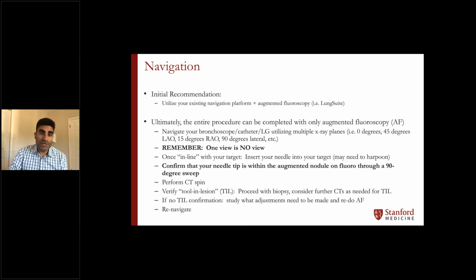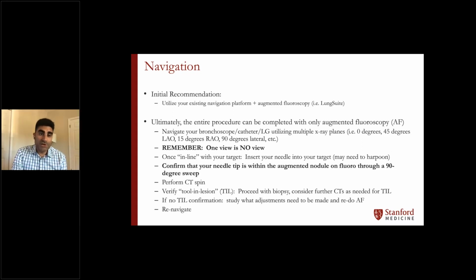Once you're in line with your target, that's when you can put your needle out and then do a sweep with it to see, is your needle staying within your augmented fluoroscopy target, and then doing a CT spin at that time. The whole purpose of the CT spin is to verify that you have tool and lesion, also known as TIL, because ultimately that's what you're using cone beam CT for, is to really prove that you're biopsying a target, and you can confirm that with your CT. So you really want to utilize this function.